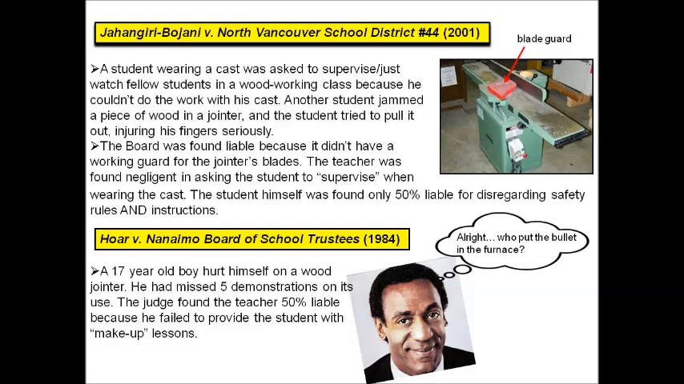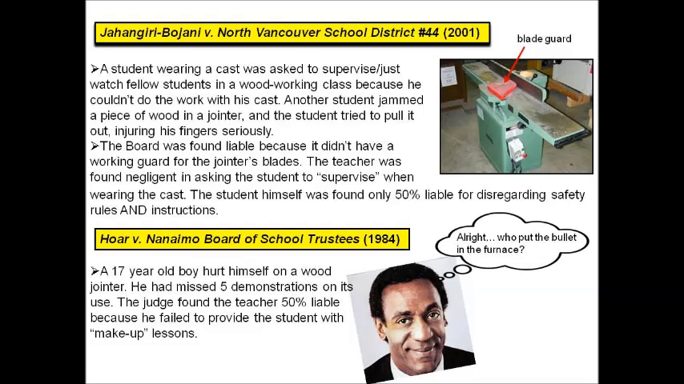And here we have another one from 1984, so a bit older. You've got a 17-year-old boy hurting himself on a wood jointer. Similar kind of thing. He'd missed 5 demonstrations on its use, right? The judge found the teacher 50% liable because he failed to provide the student with makeup lessons. So, I guess maybe the kid wasn't around, whether he was sick or suspended or skipping or whatever.